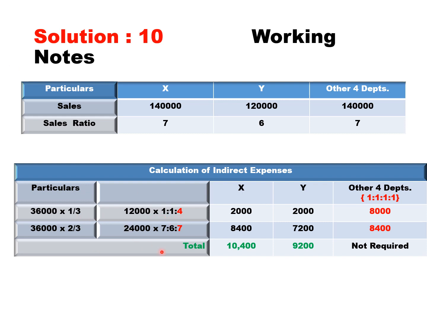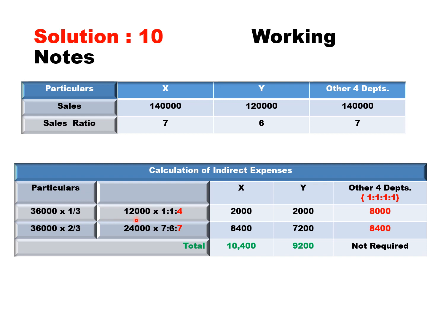1:4. How do you get 4? See here students, in the last column, other 4 departments, 1:1:1:1. So all 4 departments put together is 4. And I repeat students, 36,000 is the indirect expenses of all the 6 departments. So distribute 12,000 into 1/6, 1/6, 4/6. 4 is the ratio of the 4 departments, 1:1:1:1.